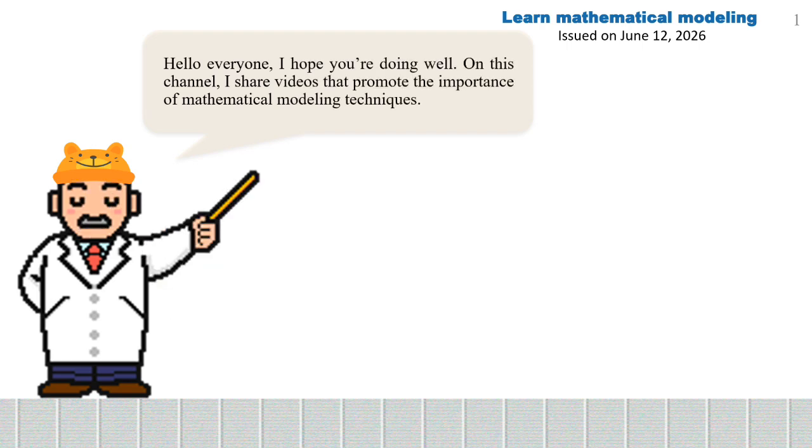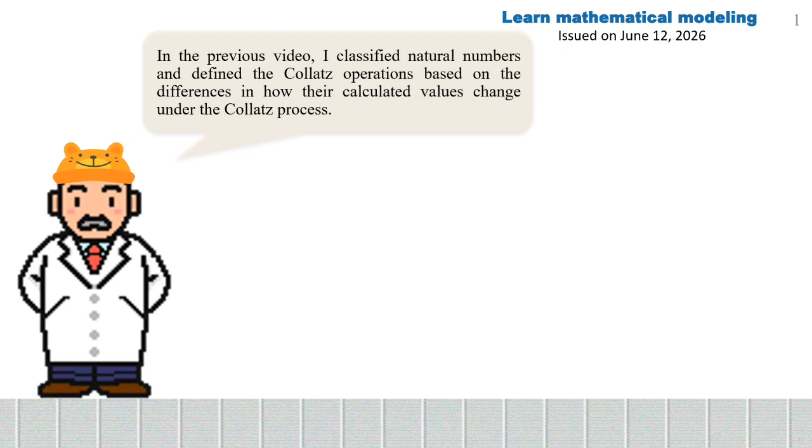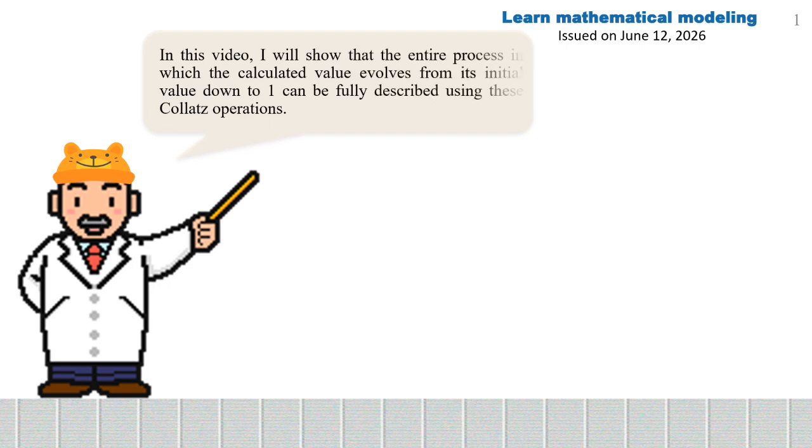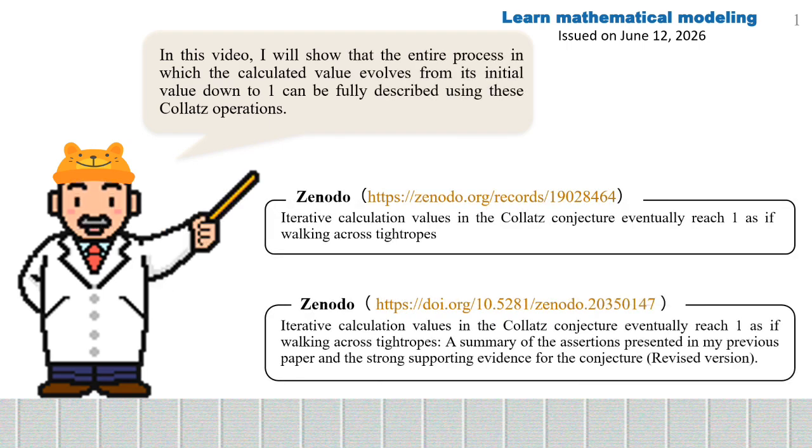This channel delivers videos that promote the importance of mathematical modeling techniques. In the previous video, I classified natural numbers and defined the Collatz operations based on the differences in how their calculated values change under the Collatz process. In this video, I will show that the entire process in which the calculated value evolves from its initial value down to 1 can be fully described using these Collatz operations.